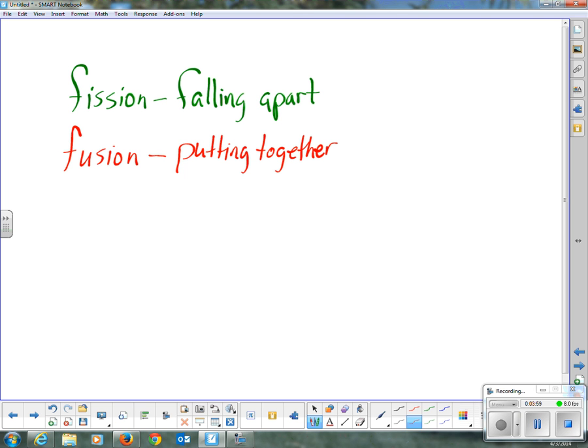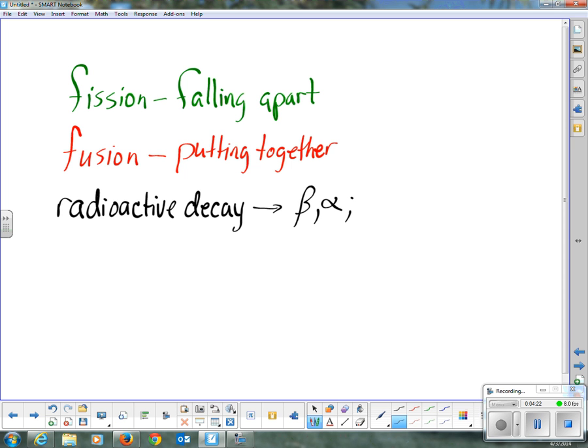You have radioactive decay. Now this can be part of a fission or falling apart, but usually when we talk about fission, it's bigger particles that we end up with. A radioactive decay, we can get off alpha, beta, gamma, protons, neutrons, and it just goes on. Usually smaller particles.